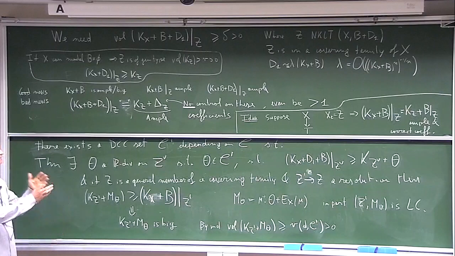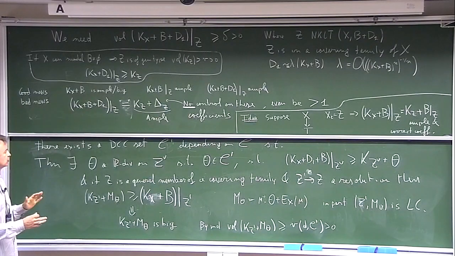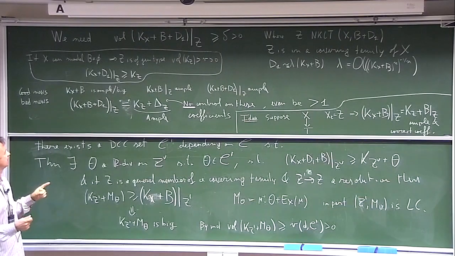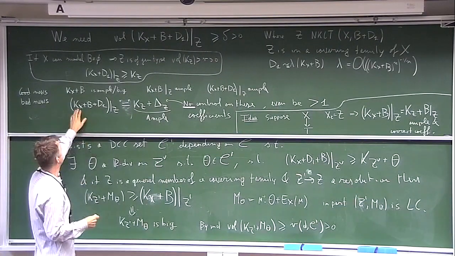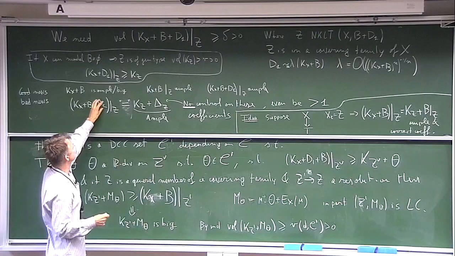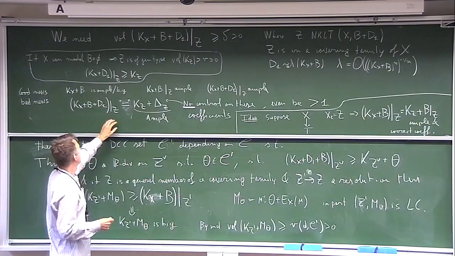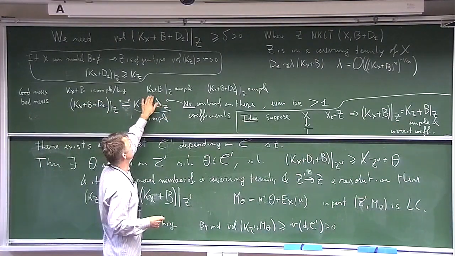Okay, so I have some wiggle room. I need to produce an interesting divisor where I control the coefficients, but that divisor has to be somewhere between KX plus B plus this extra D1 that I used to do adjunction and the original divisor that I'm interested in, which is KX plus B.